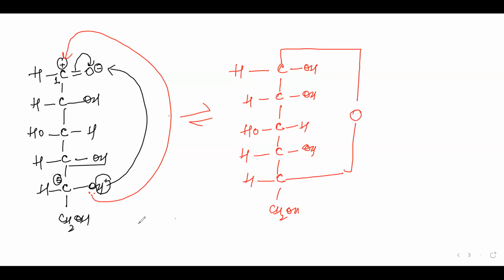Sir, please explain again. Look, the H positive of the OH on the fifth carbon gets transferred to the oxygen of the first carbon, because that is carrying a negative charge. Sir, fifth carbon because it's chiral. Yes, okay. Now when H positive goes away, what charge will come on the oxygen?